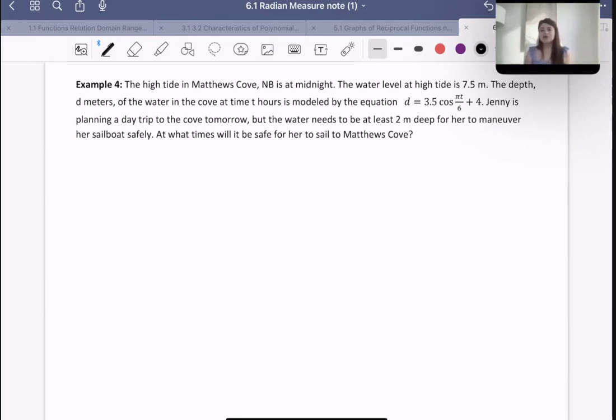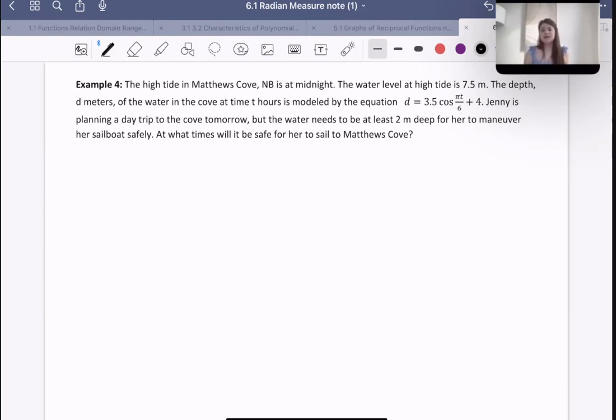D equals 3.5 cosine pi t over 6 plus 4. Jenny is planning a day trip to the cove tomorrow, but the water needs to be at least 2 meters deep for her to maneuver her sailboat safely. At what times will it be safe for her to sail to Matthews Cove? Okay, so what's the first thing we need to do here?